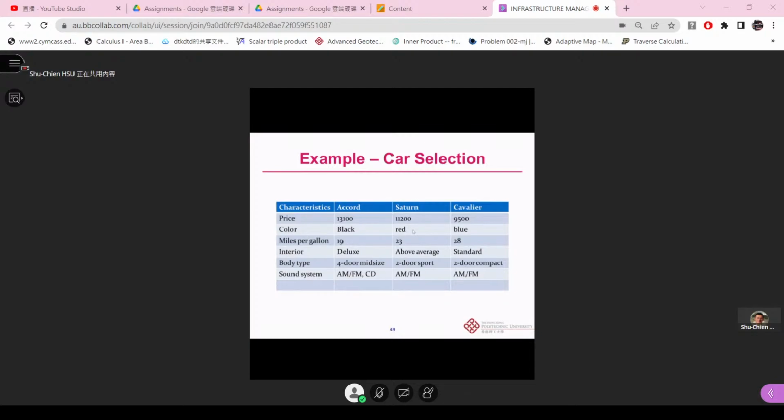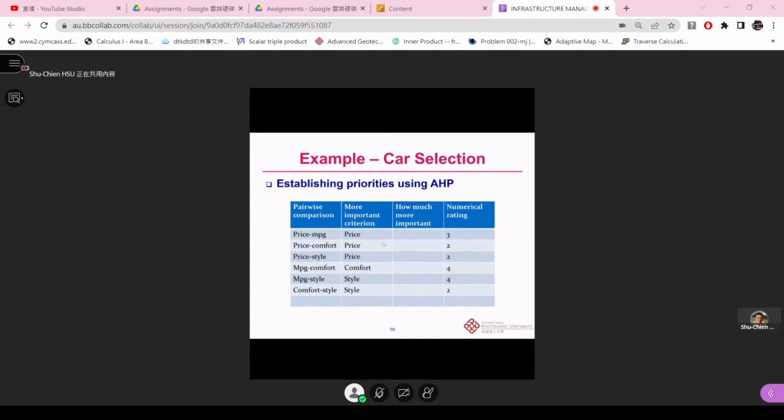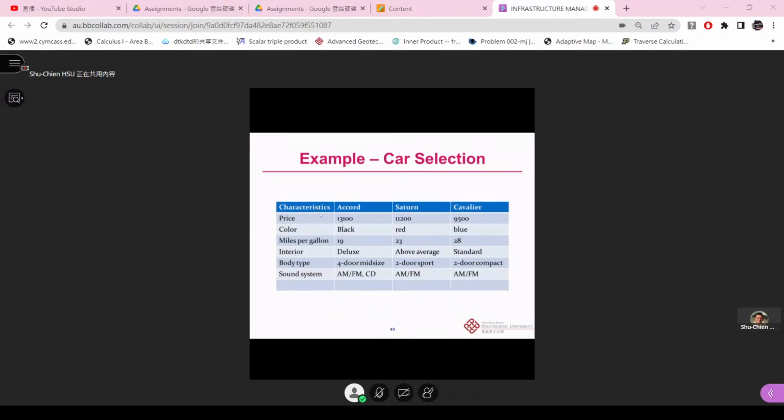So we are going to base on those criteria to select the best choice for the decision maker. So which car? The first step is to establish the priority using the AHP. The characteristics that we consider include the price, color, fuel efficiency, interior, body type, and sound system. But how can we assign a weighting to that? Which one is more important?